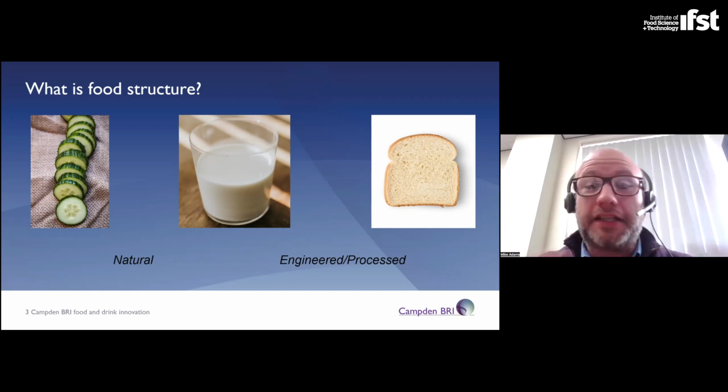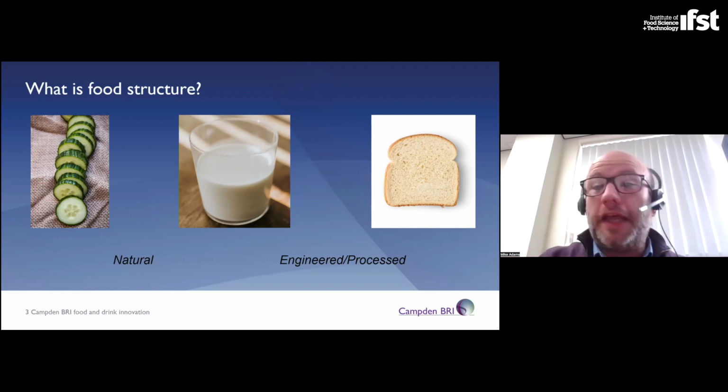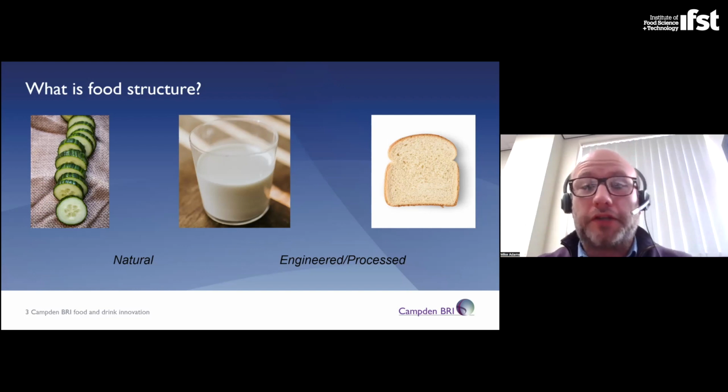And then we've got bread, which is entirely an engineered or processed structure, very different to what the ingredients are like in their natural state, and those ingredients go through a number of processes to create this processed structure of food, which is very much focused on the consumer experience. So things like texture, flavor, mouthfeel, all impacted by that engineered or processed structure. And all of these are going to have an impact on the availability of both macro and micronutrients.